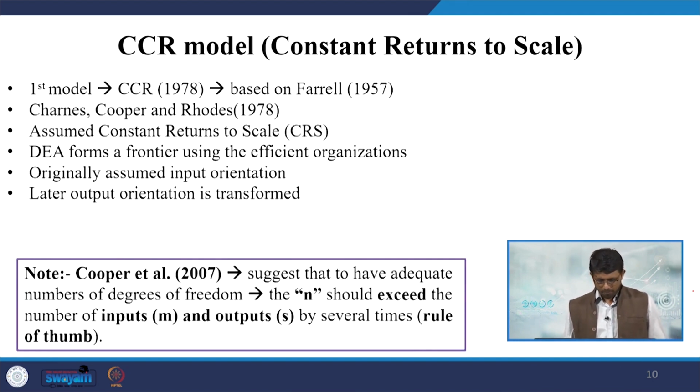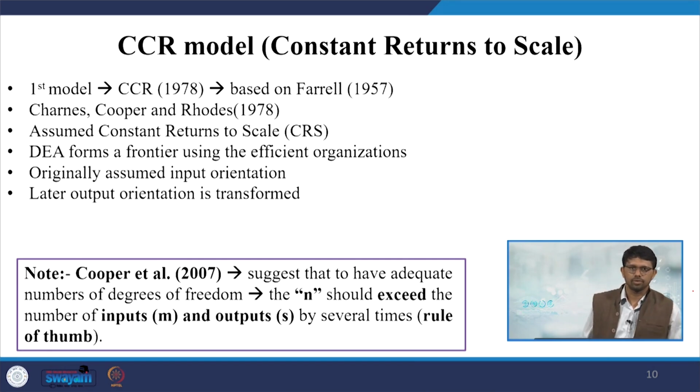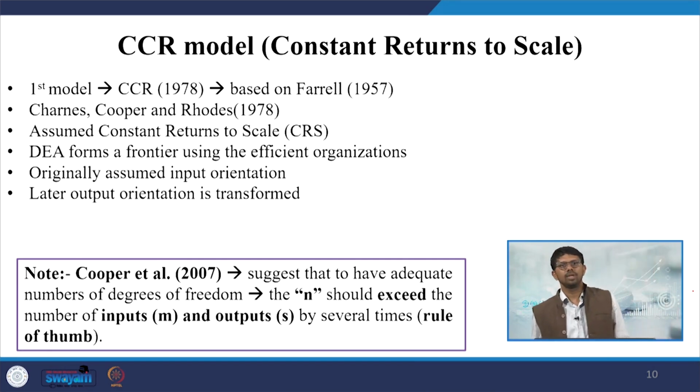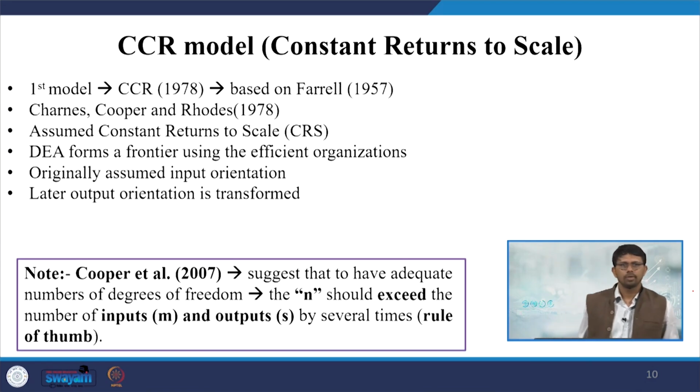Cooper et al. 2007 paper suggests that to have an adequate number of degrees of freedom, the size of n should exceed the number of inputs and outputs by several times. This is also considered a rule of thumb: n must be greater than the number of inputs and outputs.